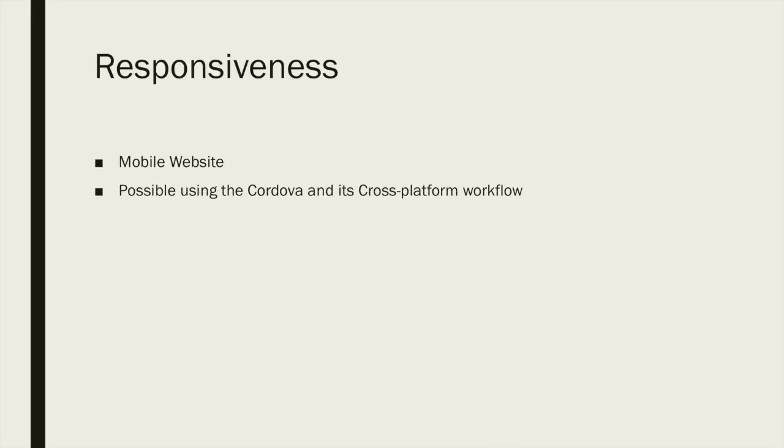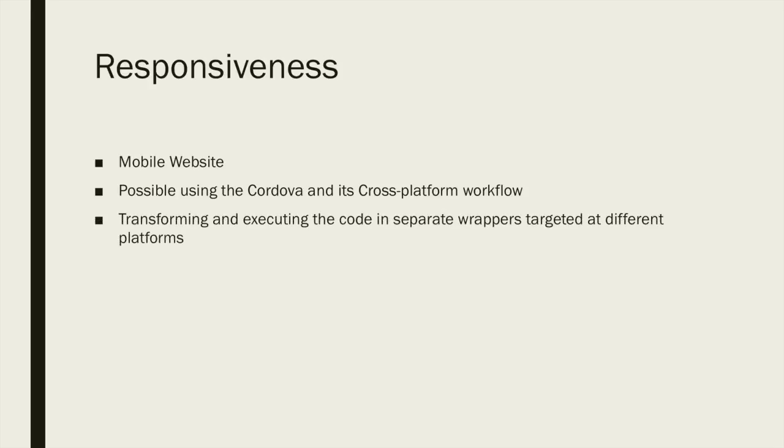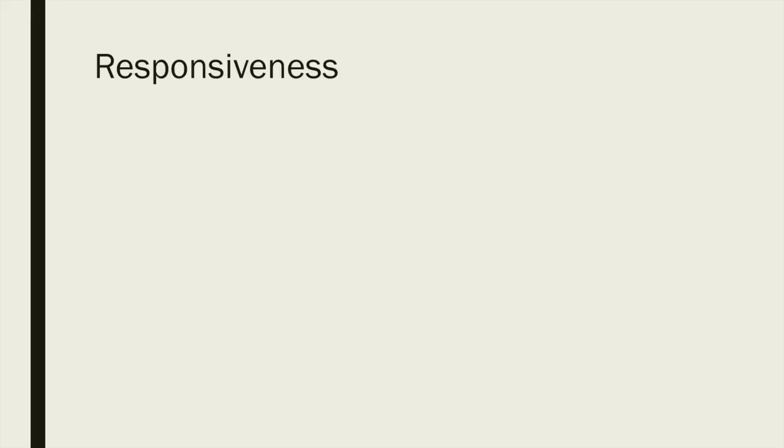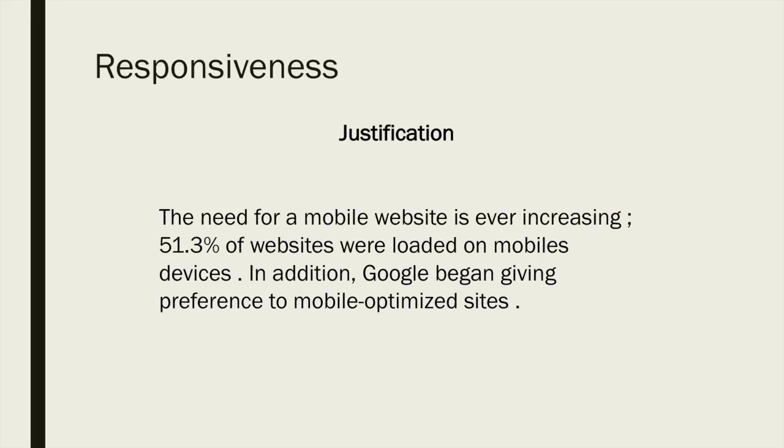This can be done using Cordova and its cross-platform workflow. This transforms and executes the code in separate wrappers, which are targeted at different platforms, allowing the mobile site to be used on many different mobile devices. This is incredibly important, as 51% of all websites are loaded on mobiles, and therefore having a mobile optimized site is incredibly important to the user experience.